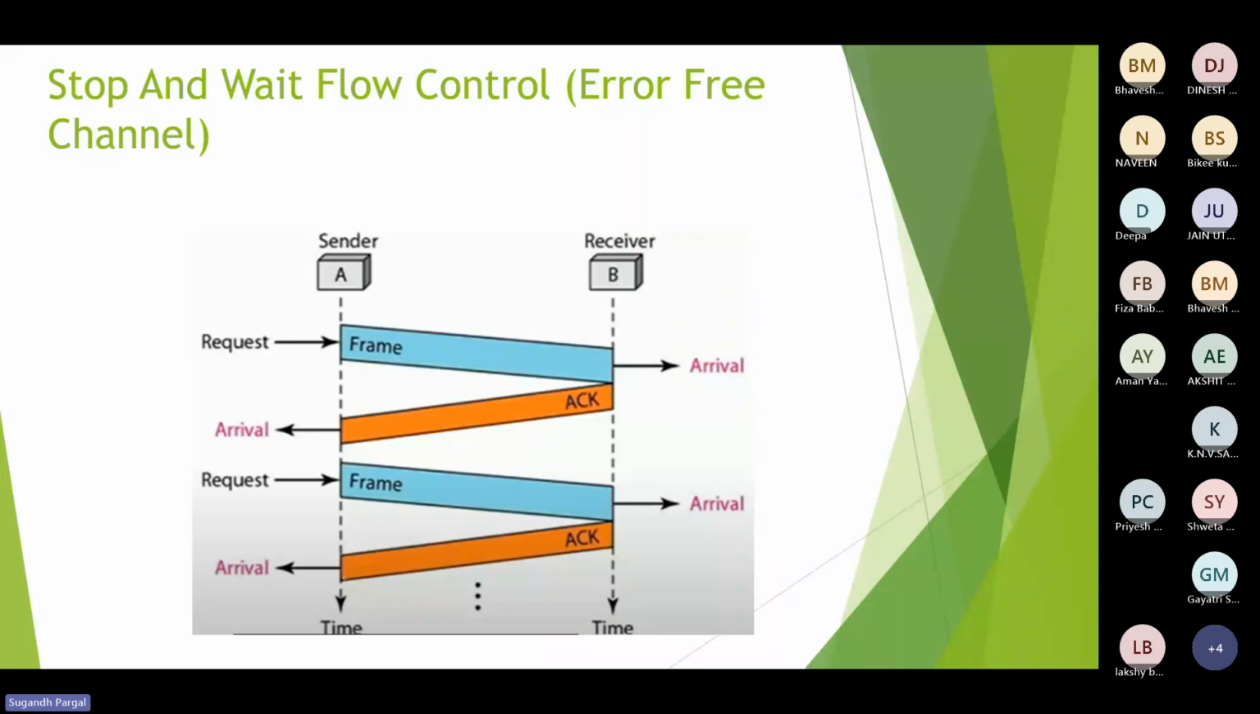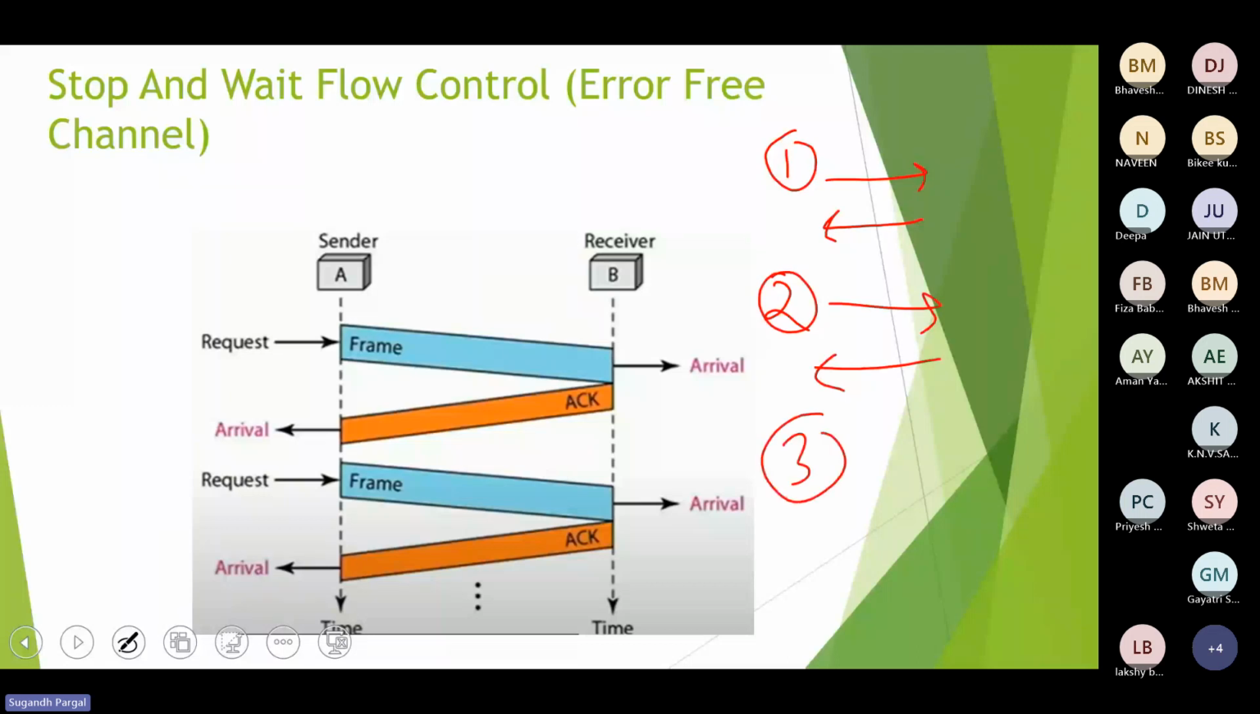We send one frame, get the acknowledgement of that frame, and then send another frame, and that gets an acknowledgement. That means we send one, then get the acknowledgement, then send two, then get the acknowledgement, then send three, then get the acknowledgement. But this is a very ideal scenario where there is no error in the channel.